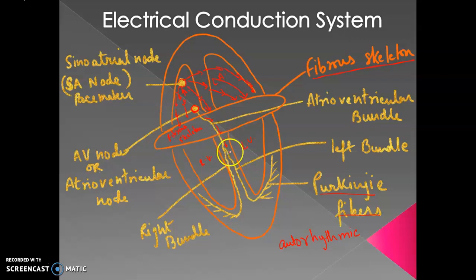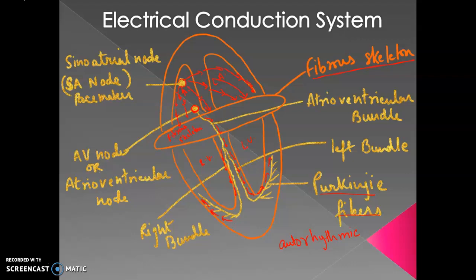And then the impulse goes via the right and the left bundles and gets distributed into the ventricles via the Purkinje fibers. The Purkinje fibers help spread this impulse all over the ventricles. So this is the electrical event, right?